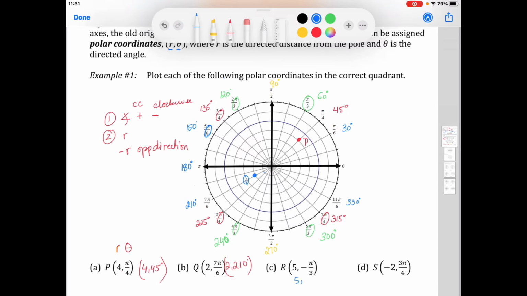Now 5 comma negative pi over 3. So 5 comma negative pi over 3 means negative 60. Negative 60 means I'm going in a clockwise direction. So negative 60 is the same thing as 300 or negative pi over 3. I'm going to write that out. Now my R is 5, so it's going to be 1, 2, 3, 4, 5. So that is my point.